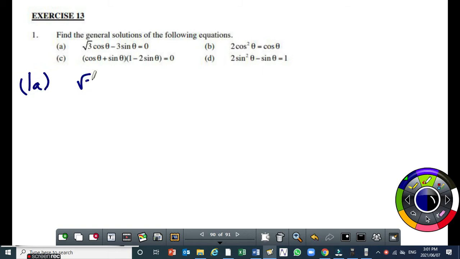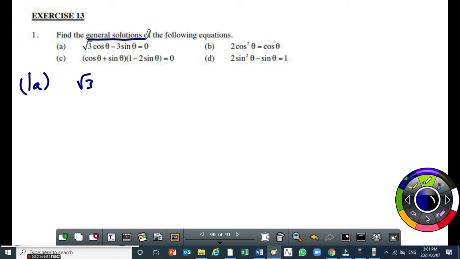Right, so the question says, find the general solutions. For this one, we are only finding the general solutions. We are not substituting k. You don't substitute k all the time. It's only when you are given a specific restriction that you start substituting k. But if the question says find the general solution, you just find the general solution and stop there.